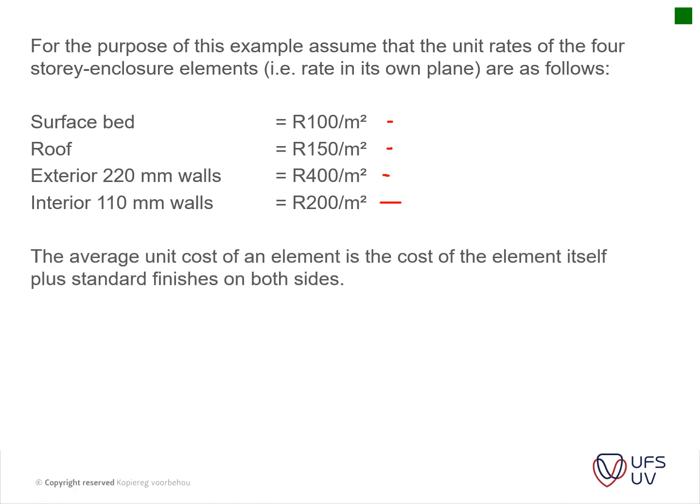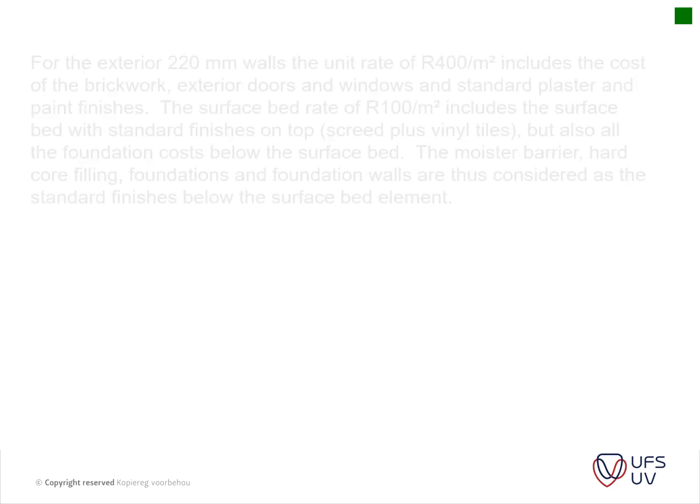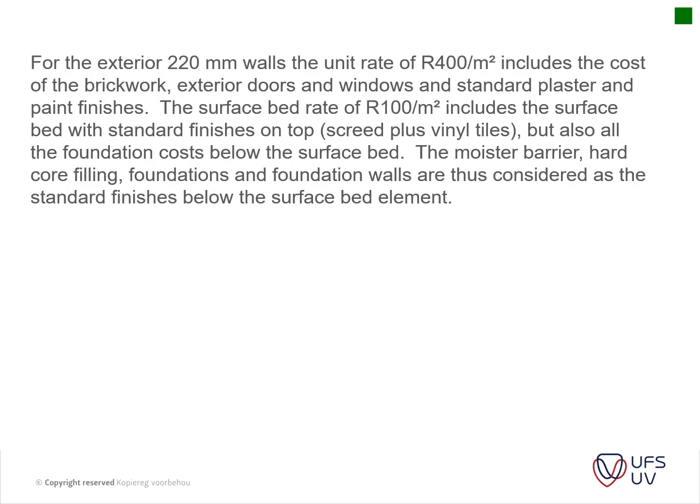Okay, so thus the average unit rate of an element is the cost of the element itself plus the standard finishes on both sides. Okay, so what that basically means is that the finishes are included in the rates above. Okay, looking at our next section, for the exterior 220 millimeter walls, the unit rate is 400 Rand per square meter, includes the cost of brickwork, exterior doors and windows, and the standard plaster and paint finishes.